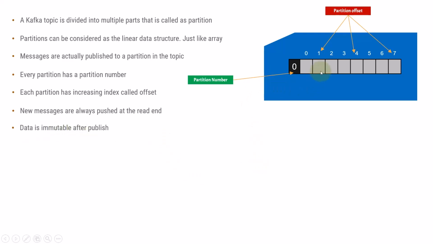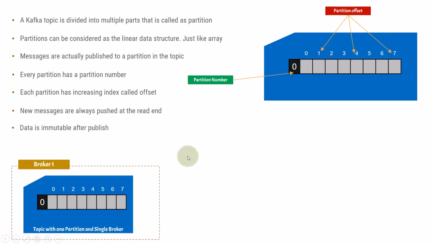Once you have published the message inside the Kafka partition, it is immutable. You can't replace it or modify it. If you want to publish a new message, it will always get appended at the rear end. So this is the data structure which forms the base or the core of your Kafka ecosystem. The topic is divided into multiple parts, and these parts are called partitions. Every partition has a partition number and an increasing sequence of index called the partition offset.